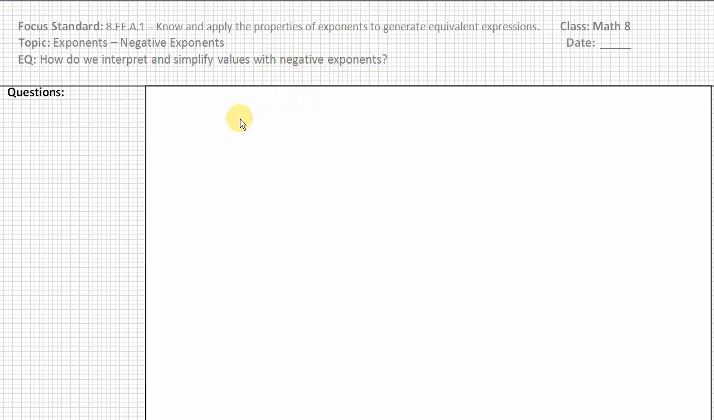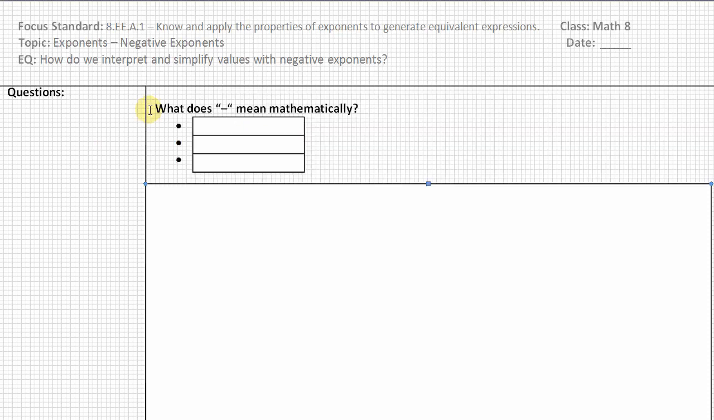Up until now, all of our examples have involved using exponents in the positive form. Now today we're going to explore exponents in the negative form. Take a moment to pause the video if you need to and copy down your header, set up your question column, and your note column, and resume the video when you're ready to begin.